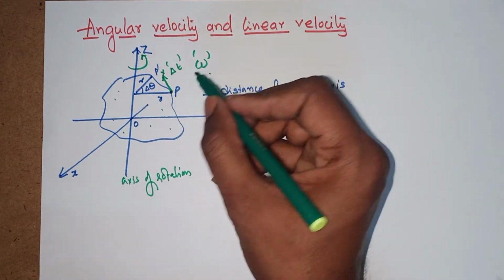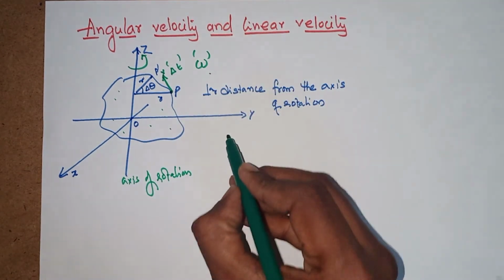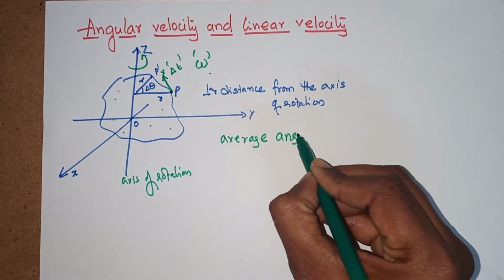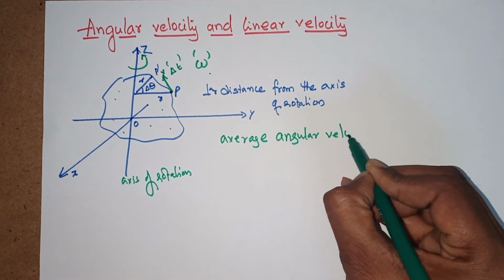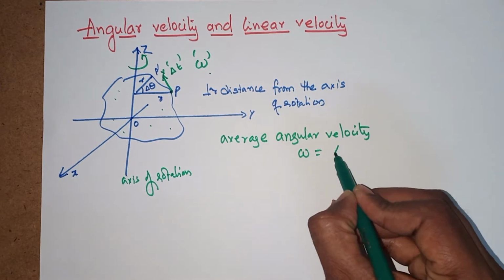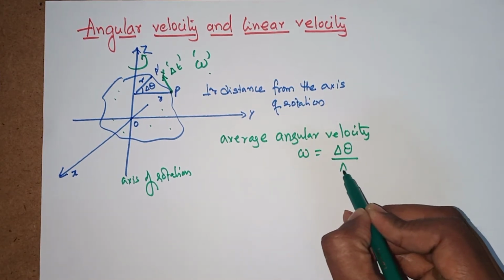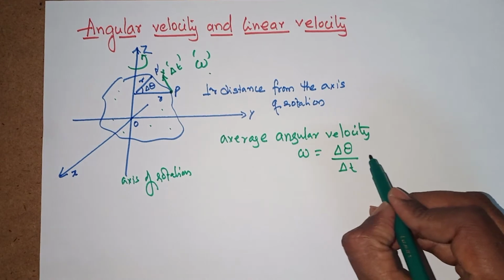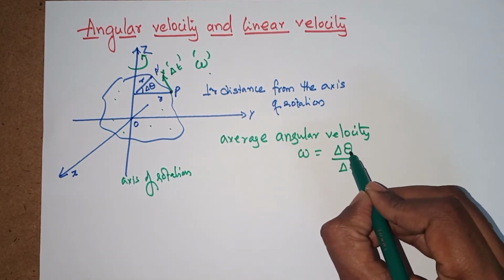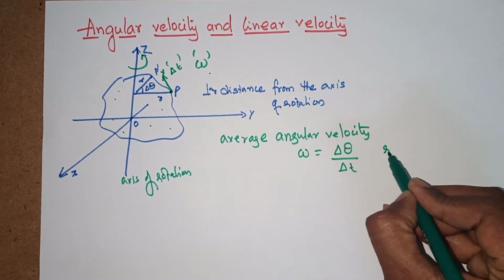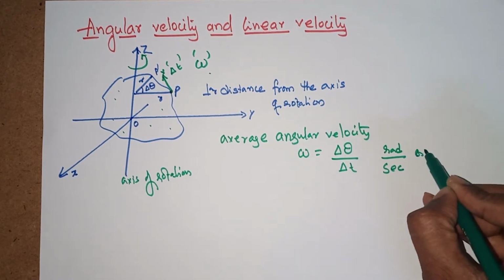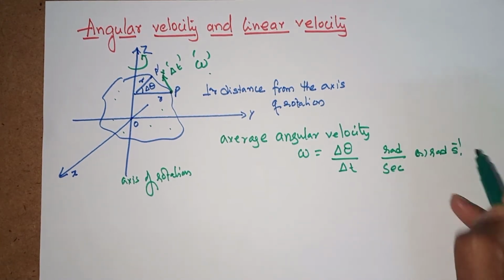Now how can omega be related? See, the average angular velocity we will write as omega is equal to delta theta by delta t. So in a time interval delta t, the angular displacement is delta theta. The unit for it is radians per second, or radian per second inverse.